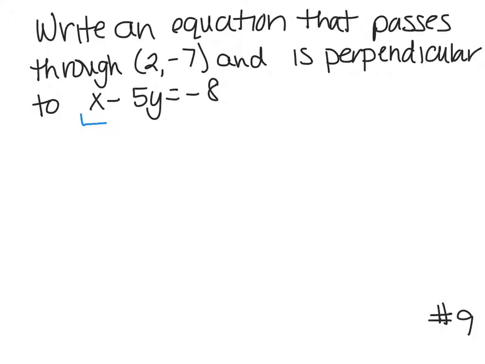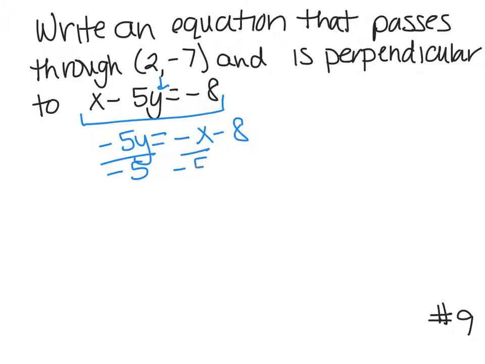So the first thing I have to do is take this and solve for y. Negative 5y, I'm going to move x to the other side by subtracting it, which is the opposite. Divide by negative 5, divide by negative 5, divide by negative 5. So I have y equals positive 1/5 x plus 8/5.